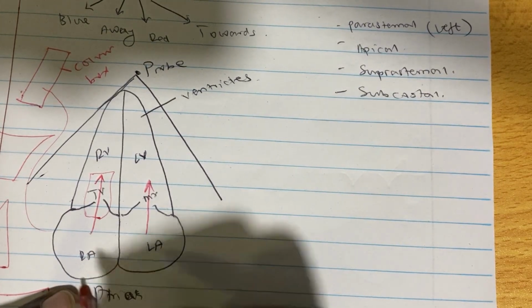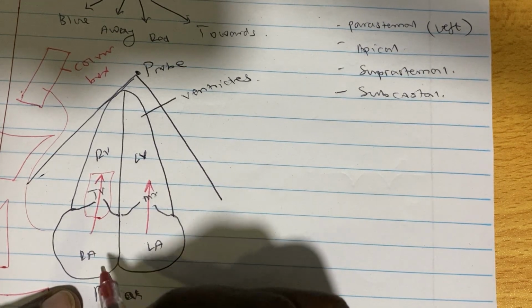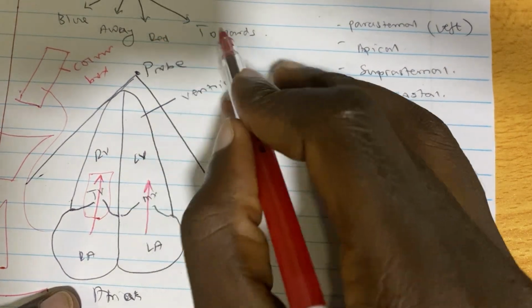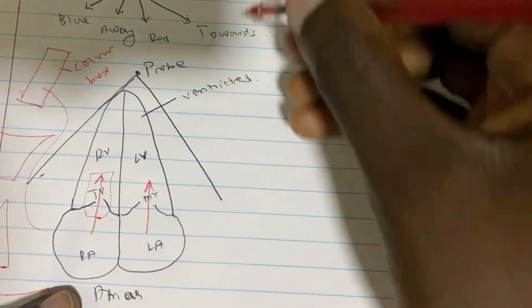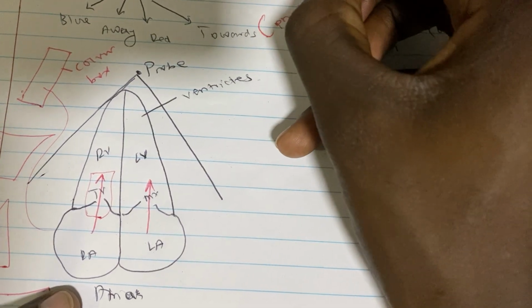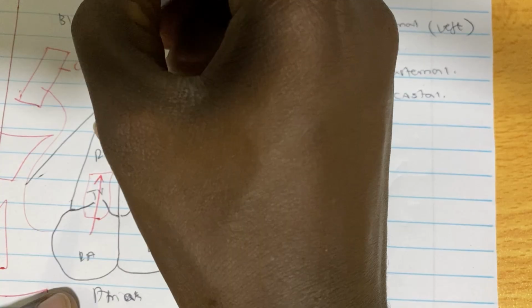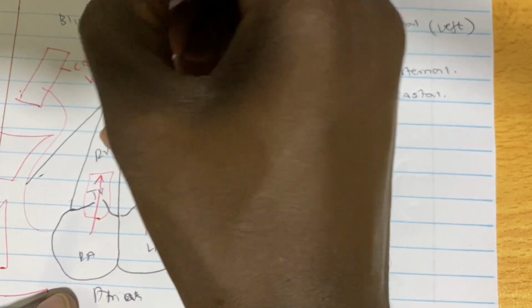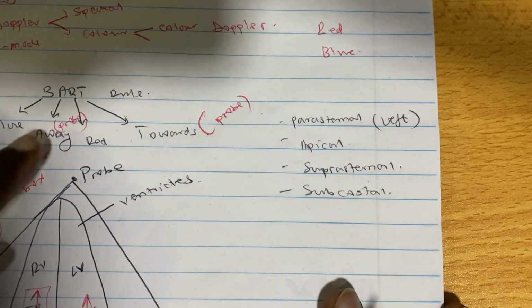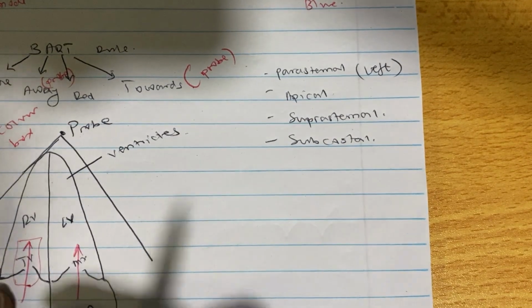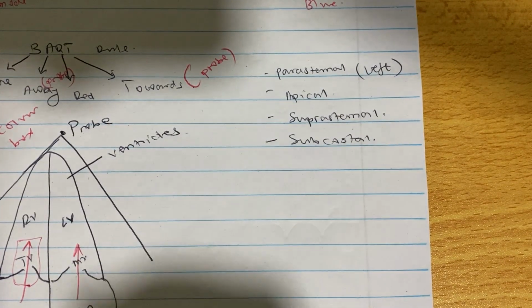So, direction, back to the direction of blood flow. Blood, normal flow, it should be red towards. Towards what? Towards the probe. Again, towards the probe or away from the probe. You understand? It is either towards the probe or away from the probe. So in this case, normal flow, we should see red color.